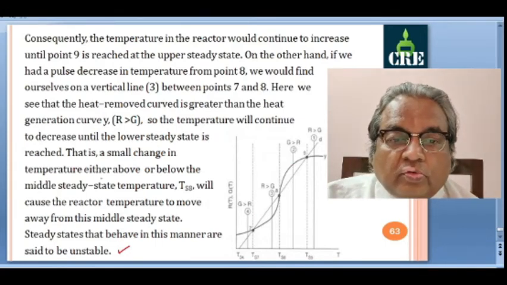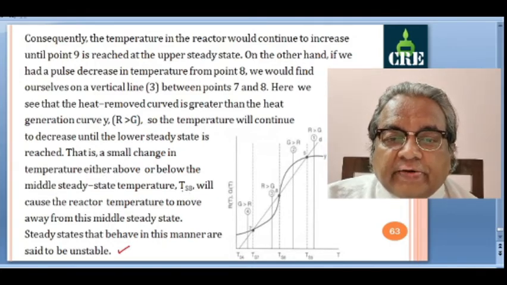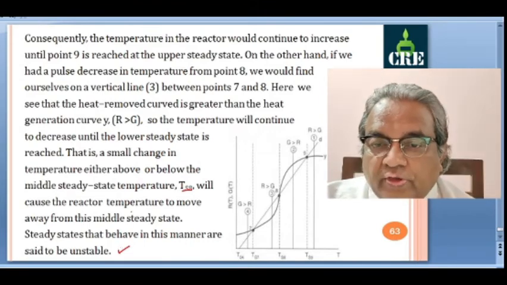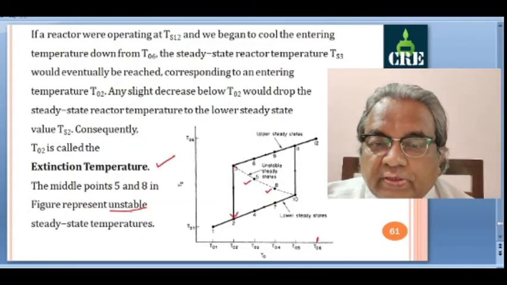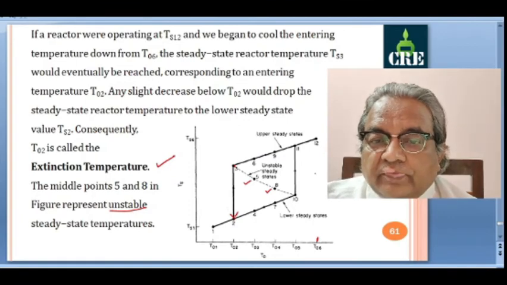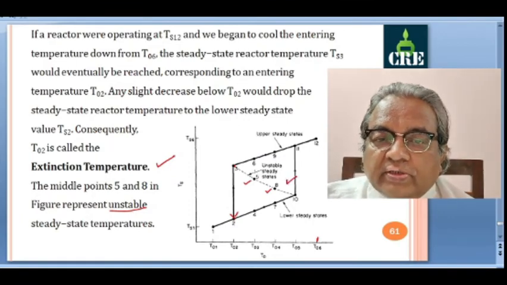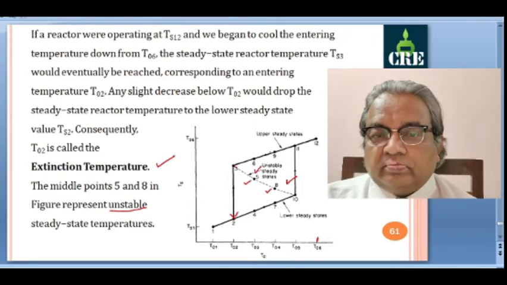So what we can say here is, a small change in temperature either above or below the middle steady state temperature TS8 will cause the reactor to move away from its middle steady state. Steady states that behave in this manner are said to be unstable. So how many unstable steady states do you have in this example, this representation? This number 8 we have discussed. Similarly, you can discuss number 5, with similar arguments.